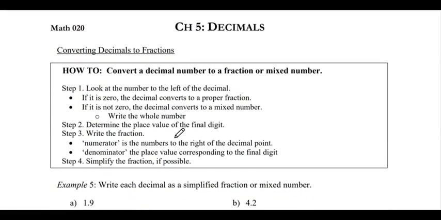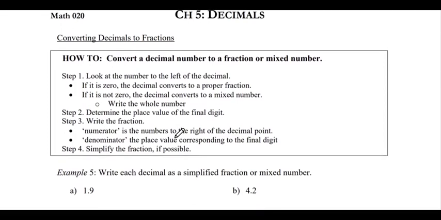All right. So that was our first objective, was to look at the decimal place values. Objective number 2 was to write decimal numbers. And now we're going to go with objective number 3, convert a decimal number to a fraction or a mixed number. All right, so here are our steps.